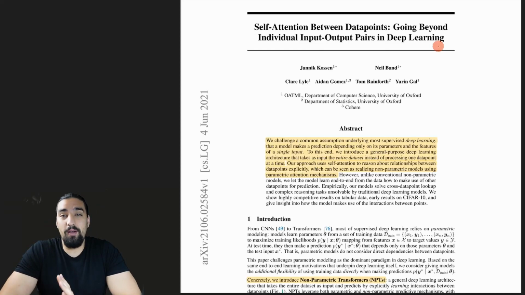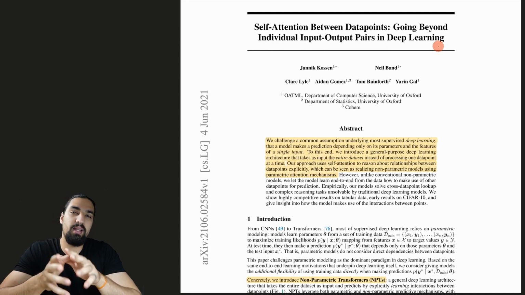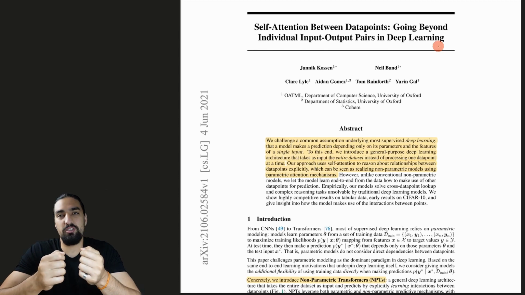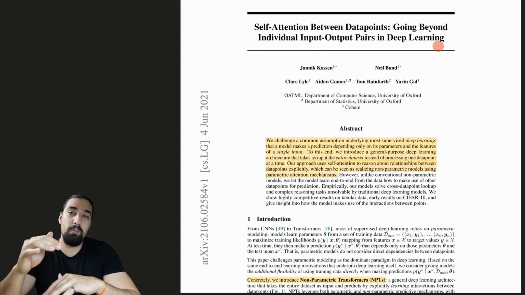What's up? In this video I'm covering this new exciting paper called Self-Attention Between Data Points: Going Beyond Individual Input-Output Pairs in Deep Learning, which introduces this model called Non-Parametric Transformers. Now, non-parametric doesn't mean it doesn't have parameters. It's quite the opposite. It just means that it doesn't scale well with data. Basically, the more data you give it, the more parameters it's going to need.